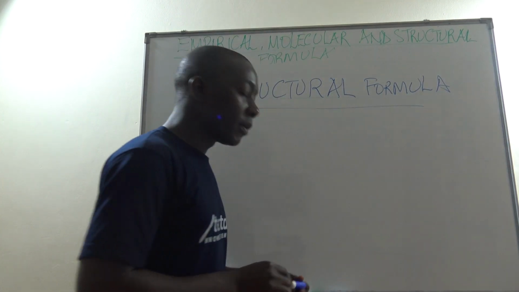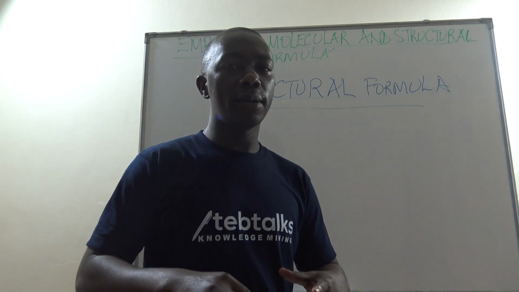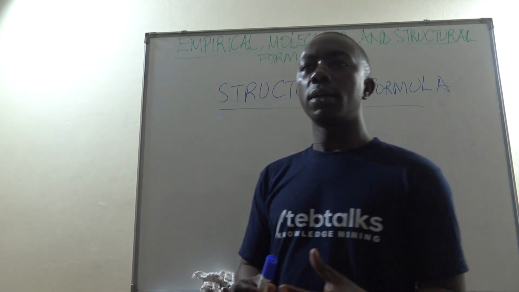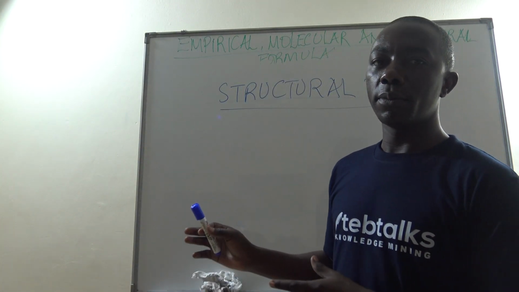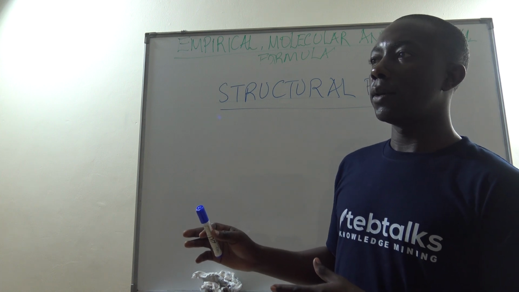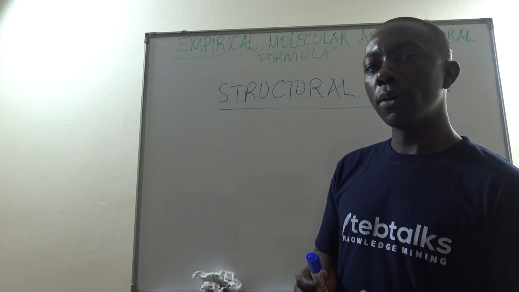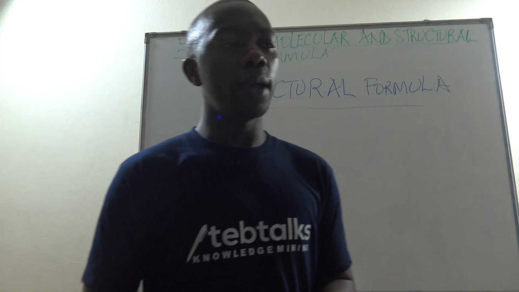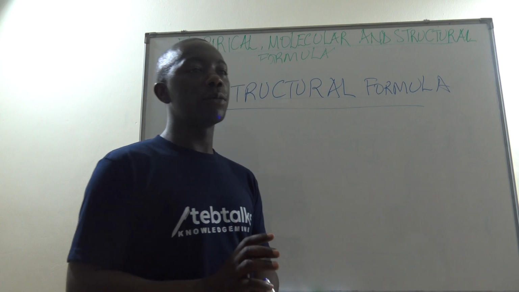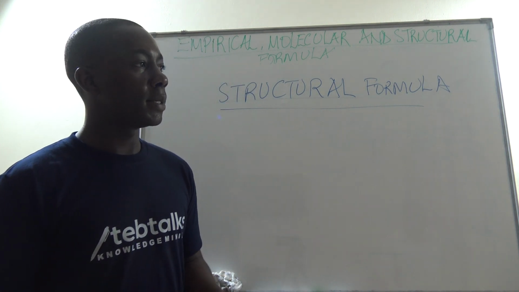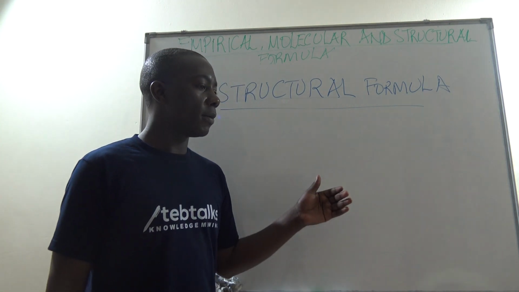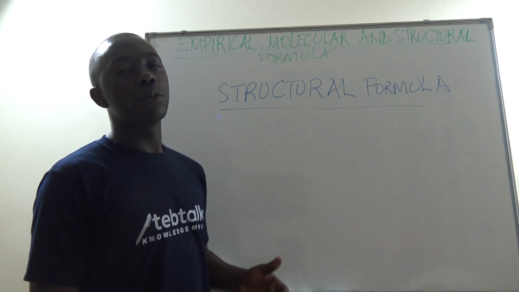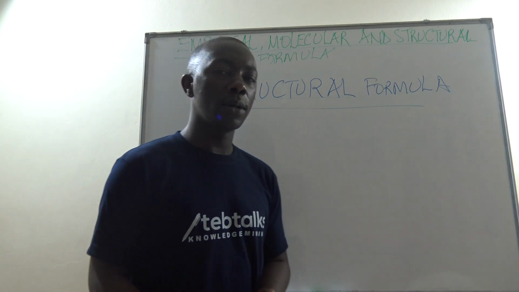Structural formula is the formula which expresses or shows the bonding of atoms within a molecule. Take an example. We have said empirical formula expresses the ratio of the number of atoms in 1 mole of a compound. Then when we came to molecular, we said that molecular formula expresses the actual number of atoms in a given 1 mole of a compound.